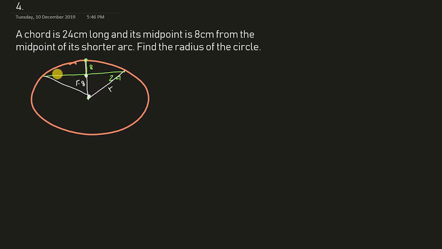Now I know that this chord here is 24. So this would be equal to 12, the half. Now, if you notice, I form here a right triangle. So if I redraw that, this would be the 12, this is r minus 8, this is r. Alright? So from this, I can use the Pythagorean theorem to solve for the value of r.